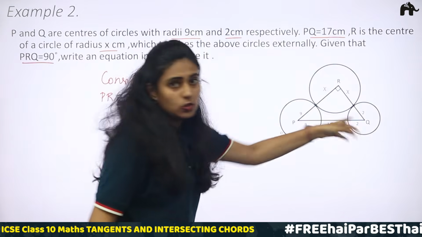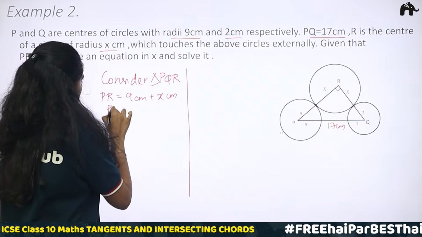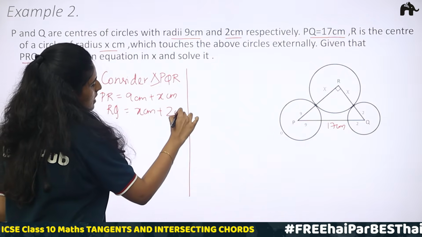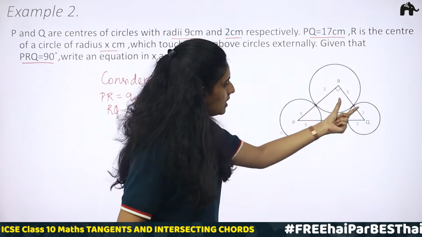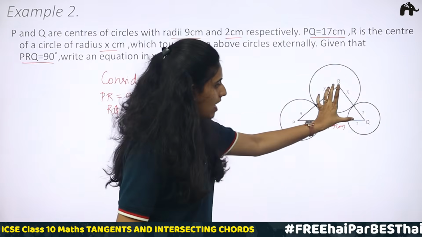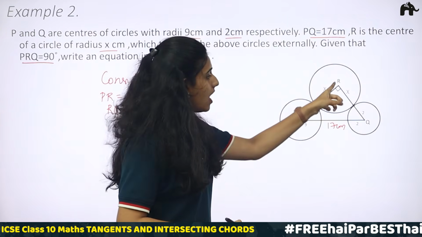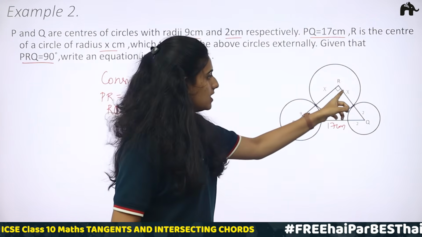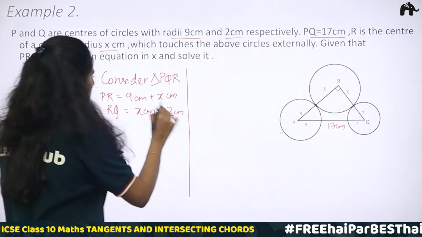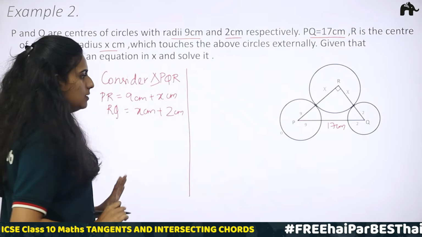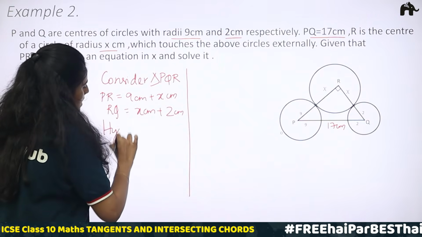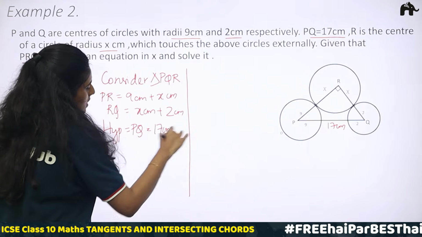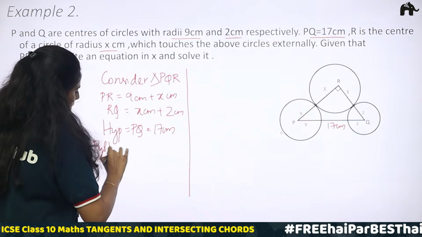Similarly, what is RQ? RQ will be equal to x centimeter plus 2 centimeter. This is the radius of first circle and this is the radius of second circle. We have the distance between the centers. RQ is equal to radius of first circle plus radius of second circle, that is x plus 2. Okay, x centimeter plus 2 centimeter. Now, hypotenuse is equal to PQ and that is 17 centimeter. Applying Pythagoras theorem.